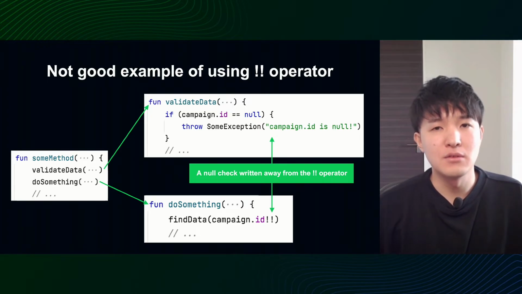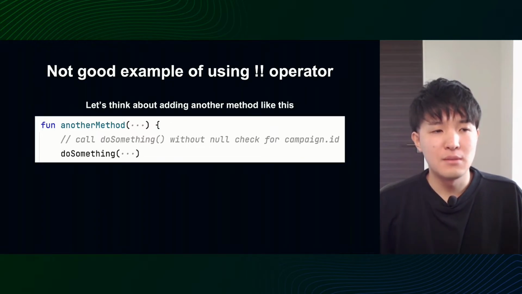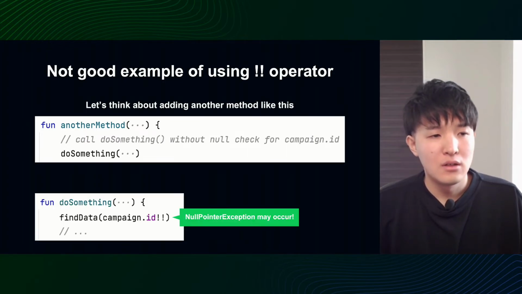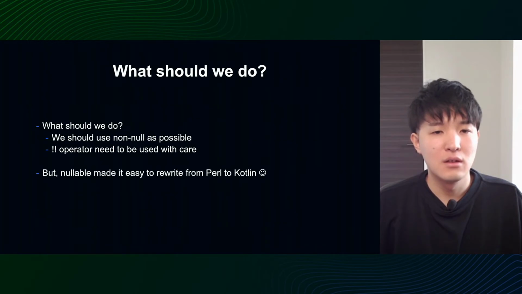What's wrong with it? Well, it's rather easy to imagine. Think about adding another method. Campaign ID null check is not done when calling do something. As a result, the not null assertion operator's position experienced an unexpected null pointer exception. This is something a developer has to be careful about. But you really have to be extra careful. Otherwise, you tend to face this.